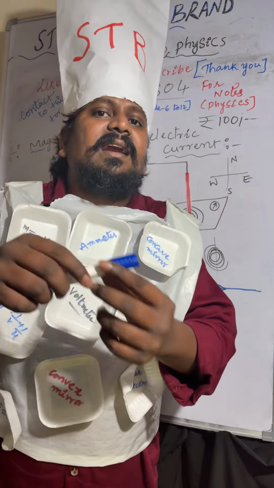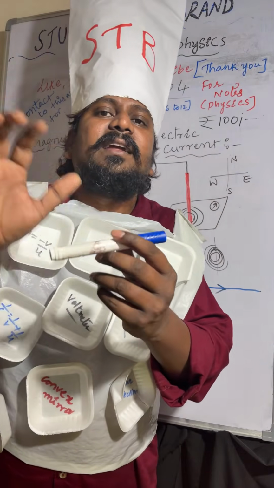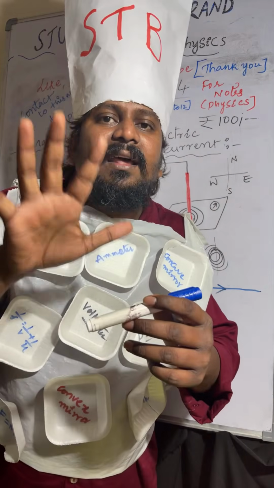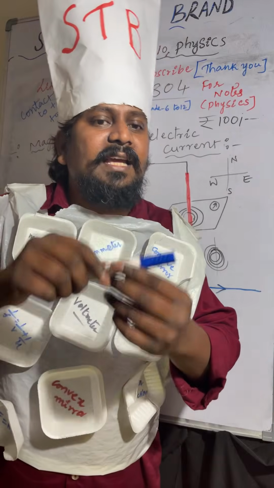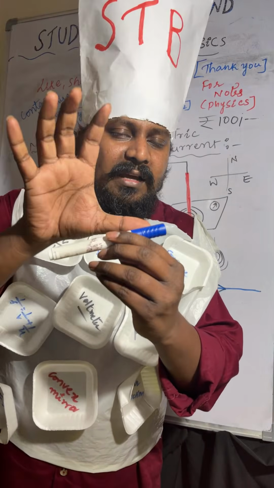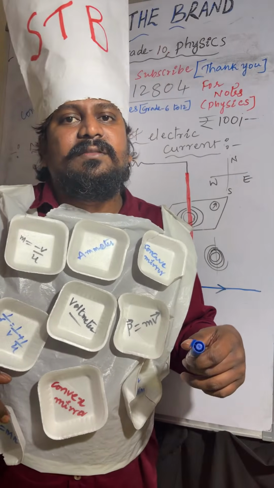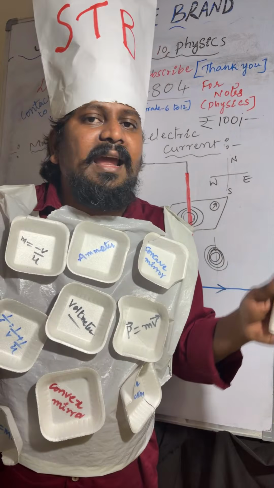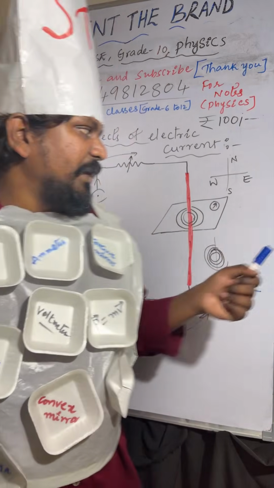So we should know the current direction. If you know the current direction, automatically we can get to know the magnetic field direction. How? By using the right hand thumb rule. You place the thumb along the direction of the current, and the curly fingers show the magnetic field direction. Okay, this is the right hand thumb rule. Clear? I hope it is very clear.